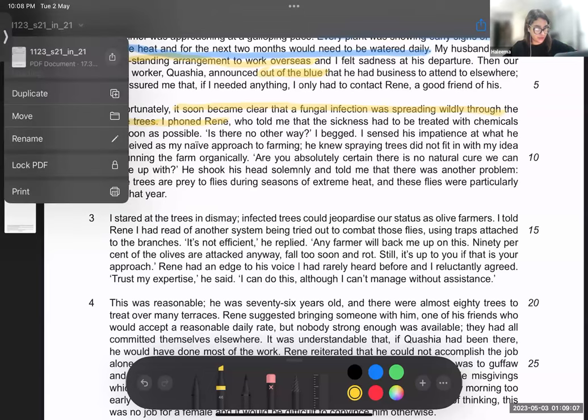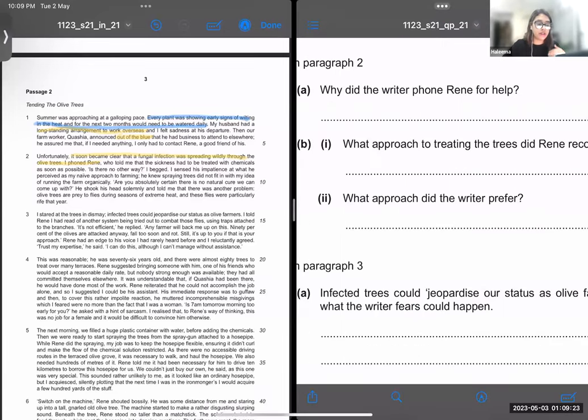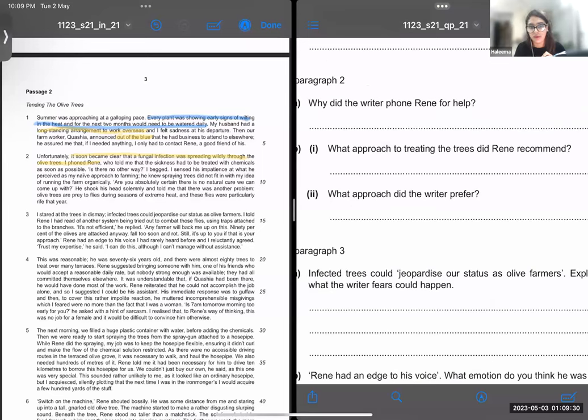the next section is asking you, why did Renee phone for help? Because of the infection. Now this one, part 4B1 and 2, is very important because this is where you are expected to take out an implied meaning. Which approach to treating the trees did Renee recommend? You can look over here that they talked about them being treated with chemicals, all right? Which approach did the writer prefer? Now this is something that is not outright mentioned, but is something that you have to infer from the passage.